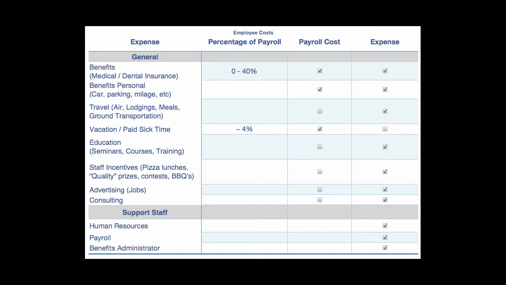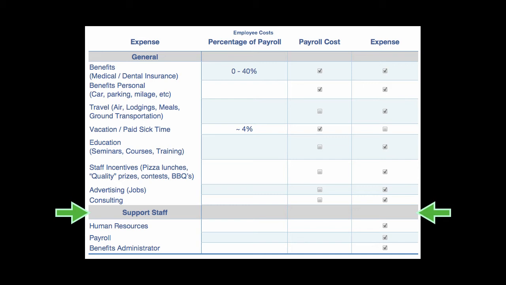And then sometimes if you've got some attrition in your center, you need to do some advertising, then you're going to have that expense. And some organizations bring in a consultant once a year, once every other year to just check up on things. So you need to include some money for that.